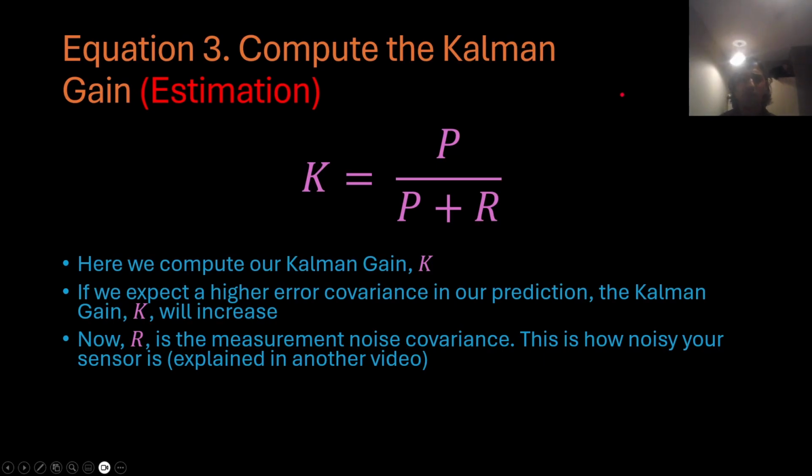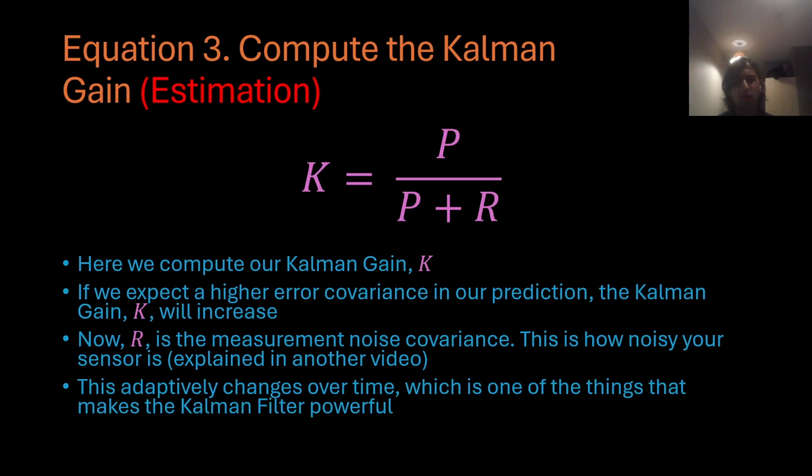So now we have this value here called R. R is actually the amount of error we expect in our sensor. It's known as the measurement noise covariance. It's how much error we expect our sensors to have. Of course, sensors can be very, very noisy. For example, if you have a GPS sensor in the middle of a city, it could have hundreds of meters of error, and obviously R is going to be large because it's a larger measurement noise covariance. This is how noisy your sensor is. Again, explained in another video. And again, this equation is what lets the Kalman filter adapt over time to various amounts of noise and other unexpected events.